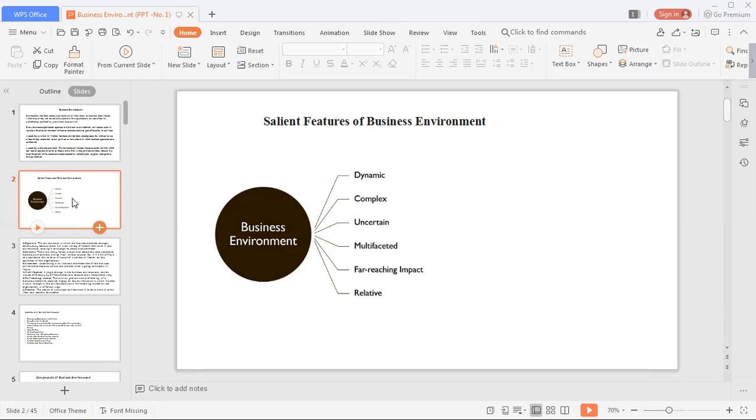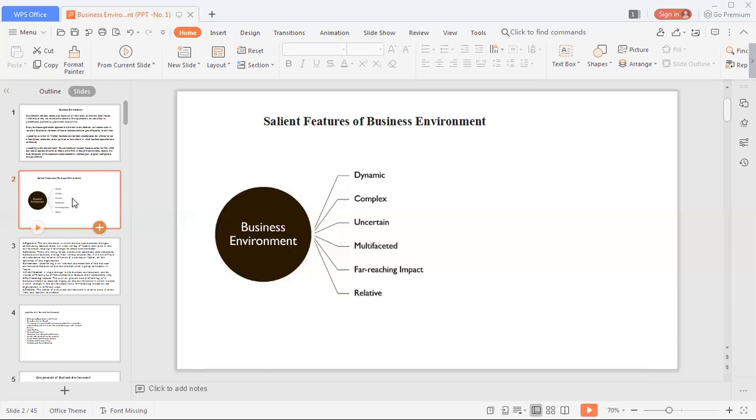The next feature pertains to relativity. Business environment is a relative concept. It differs from place to place, region to region, and country to country. Political conditions, for example, in the UK may differ from those in India or Denmark. In a similar manner, the socio-cultural environment in developed nations may be totally different when compared to underdeveloped countries.